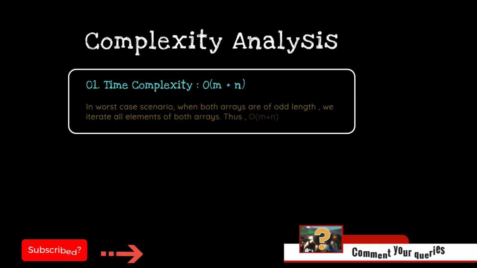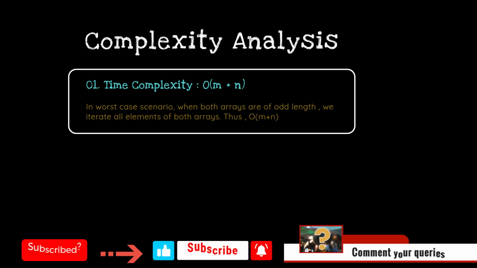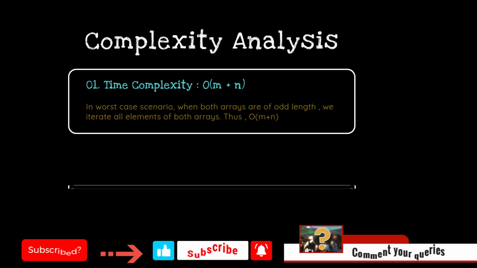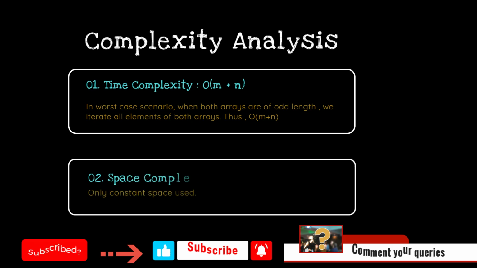Time complexity. In worst case scenario, when both arrays are of odd length, we iterate over all the elements of both arrays. Thus, time complexity is big O of m plus n. Now, space complexity. Only constant space is used. Thus, space complexity is big O of 1.